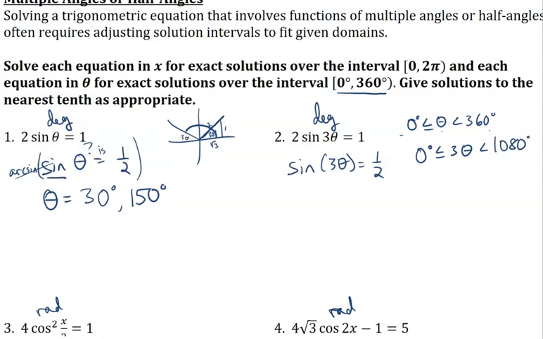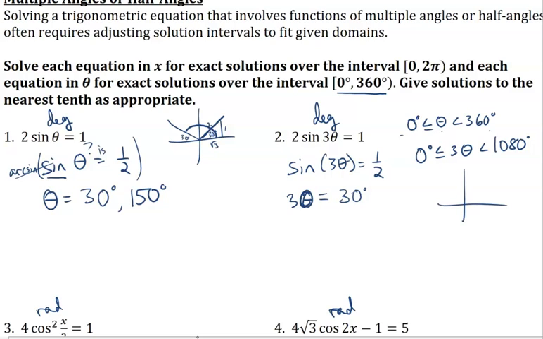So I need to figure out all of the values where sine of 3 times theta is 1/2, all the way up to a possibility of 1080. I'm taking the arc sine, or the sine inverse of both sides here, to undo the sine. And so I get 3 theta is equal to sine inverse of 1/2, which our first reference angle there is 30 degrees. It's positive, so it's in quadrant 1.